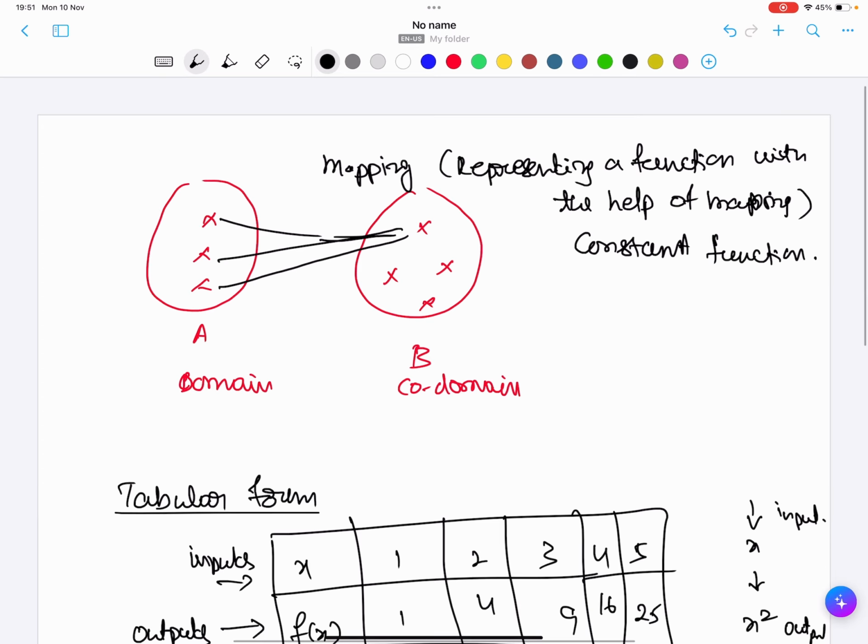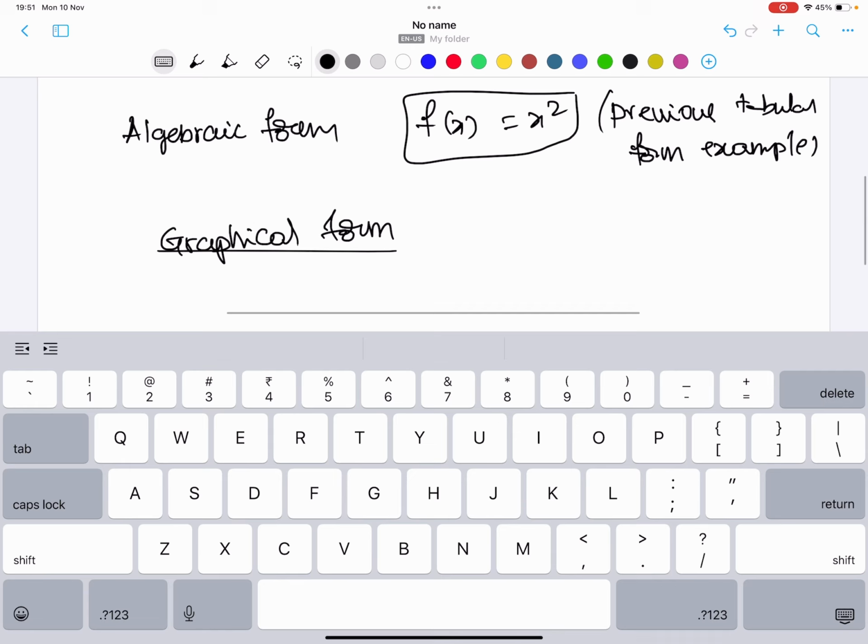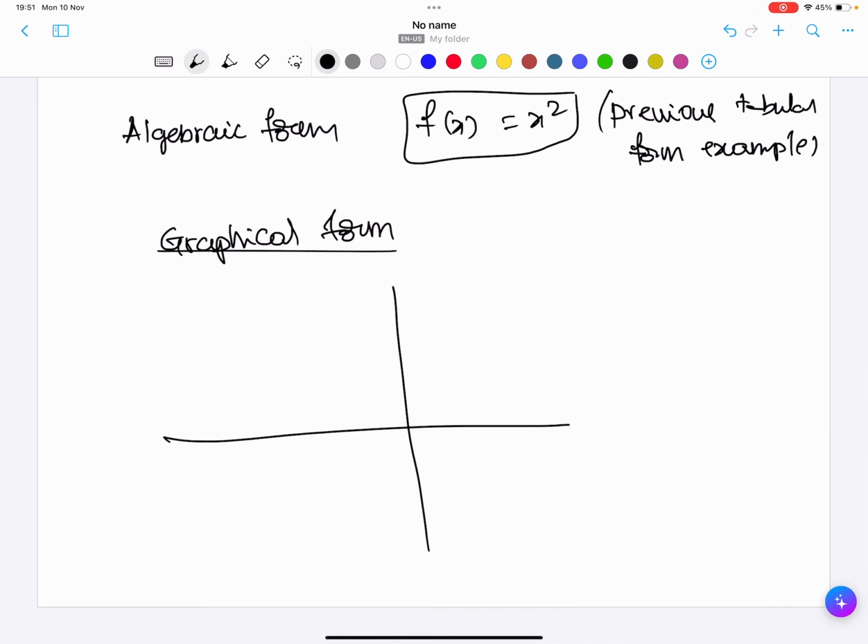So, graphical form, if you look at the same example, f of x equal to x square, which I recalled from the earlier case. When x is 0, the output is 0, because 0 square is 0. You can understand this from the table. When x equal to 1, f of x is equal to 1 square, that is 1. So x equal to 1 is some unit here, and the output is on the vertical axis. Therefore, the coordinate is something like this.